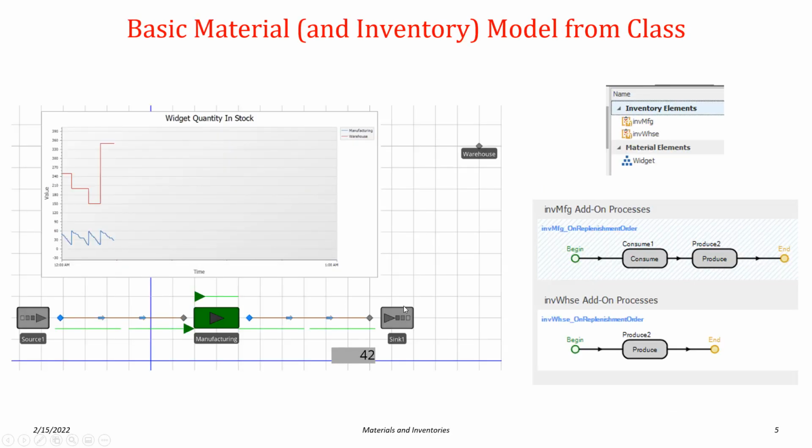And then we ended that lecture with an example model where we had one material, a widget, and 2 inventories. We had a manufacturing inventory and we had a warehouse inventory. And we were consuming the material from the manufacturing inventory and replenishing from the warehouse model. So we built this model and discussed the basic concepts of the replenishment policy and that kind of thing. And so in the next video in this module, we're going to pick up and do a much more detailed supply chain model that describes the use of these inventory and material elements in some amount of detail.